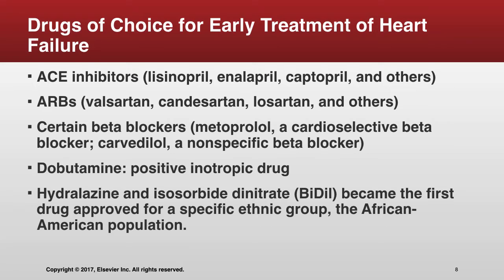The drugs of choice for early treatment of heart failure include ACE inhibitors. So if you have somebody with early heart failure, then we're going to see lisinopril or captopril or some other type of ACE inhibitor given. ARBs may be given if they don't tolerate the ACE inhibitors, so valsartan, losartan, candesartan. Notice how these ARBs end with sartan.